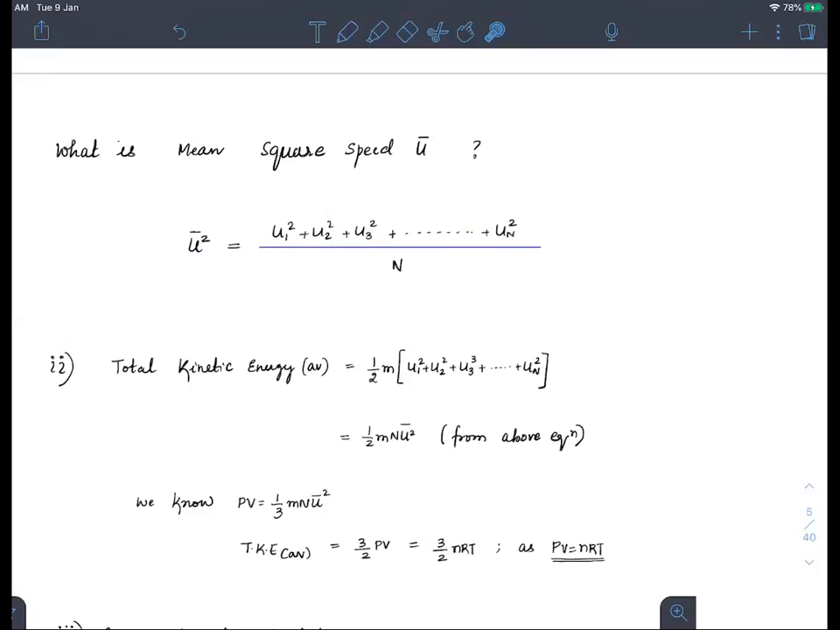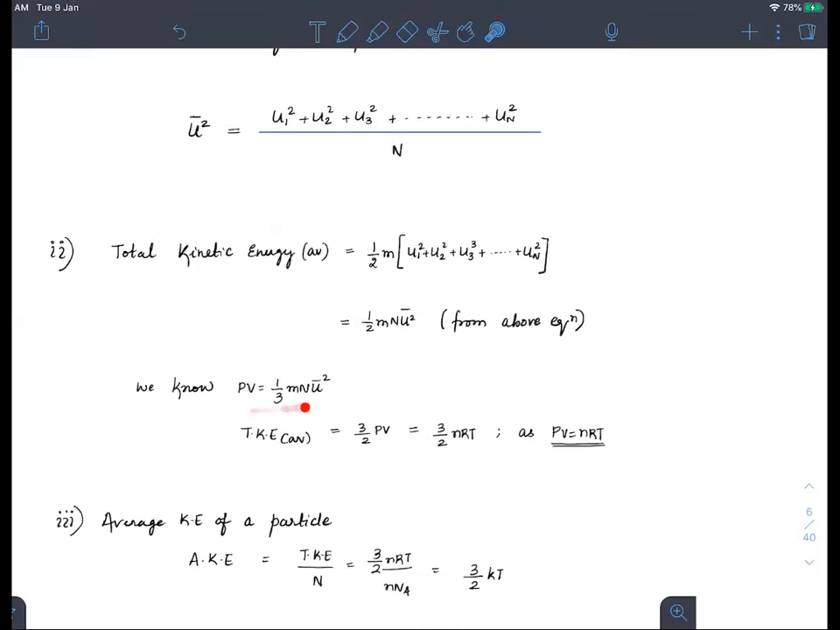Now see, total kinetic energy. Total kinetic energy will always be equal to half m into u1 square plus u2 square plus u3 square and so on, right? Because for the sum of all these particles, if we take half mu square, we will get total kinetic energy. And just now we got that u square into n will be equal to this. So instead of this, I'm replacing with m into u bar square.